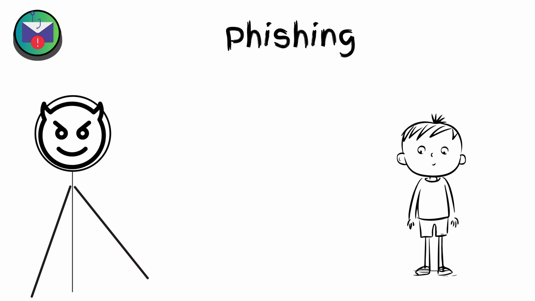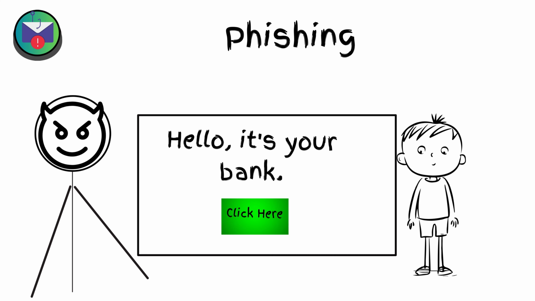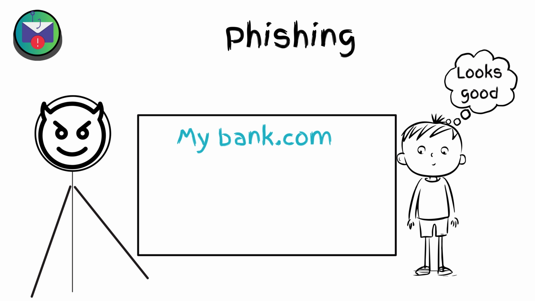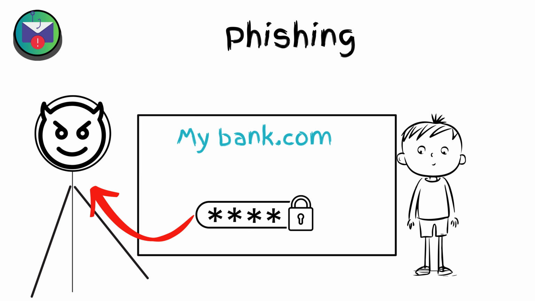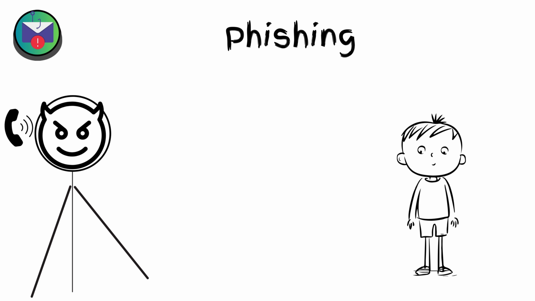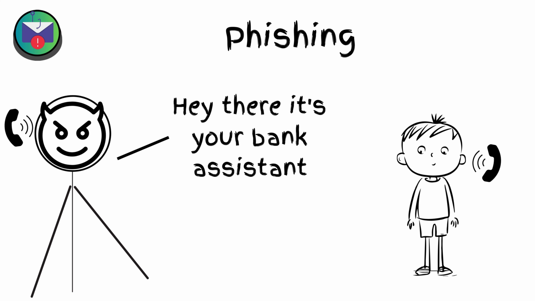Phishing is a scam where attackers trick people into revealing sensitive information or installing malware. This is often done through email, where the attacker impersonates a trustworthy source, like a bank, and directs the victim to a fraudulent website that looks legitimate. Once the victim logs in, their password is sent to the attacker. Phishing can also occur via phone calls, where the attacker uses spoofing to make it seem like they are calling from a legitimate organization, or through SMS.